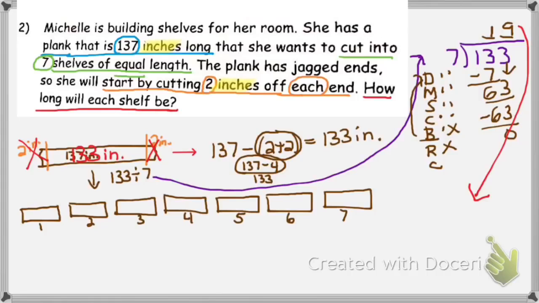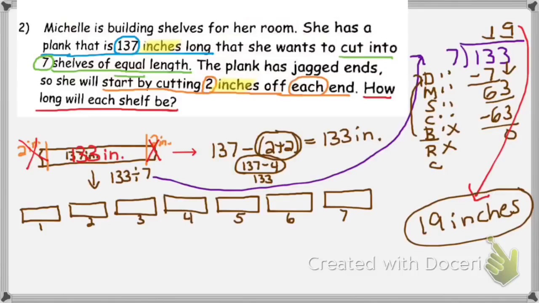And I need to figure out what my unit is. I see that in the problem, as I've highlighted in yellow, my unit is inches, so my final answer will be 19 inches. How long will each shelf be? Each shelf will be 19 inches.